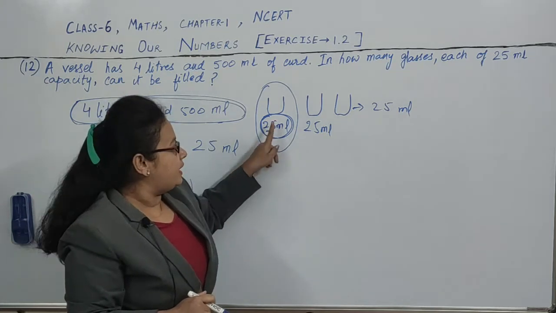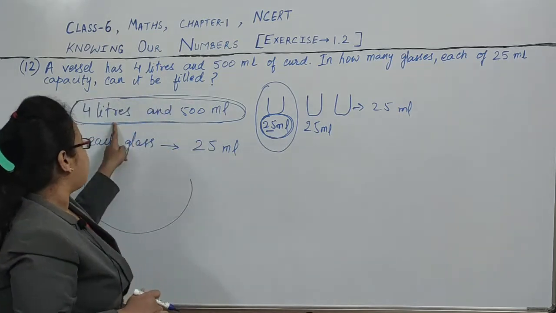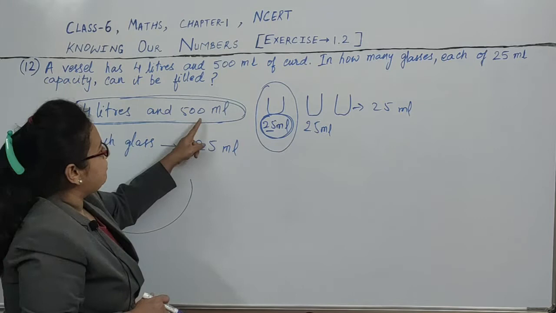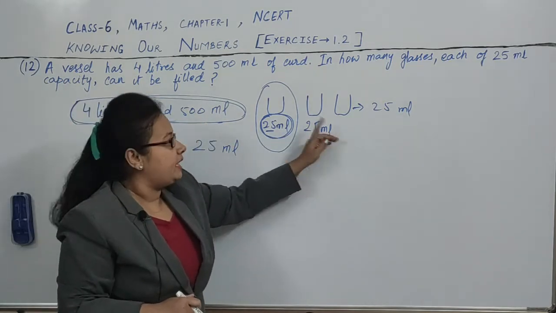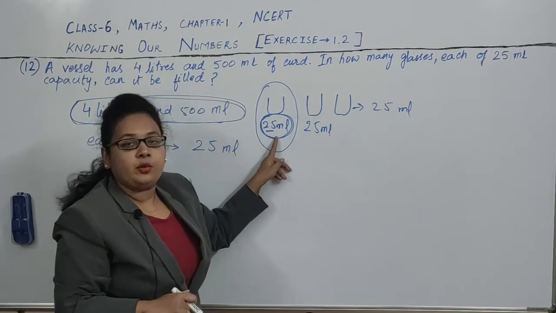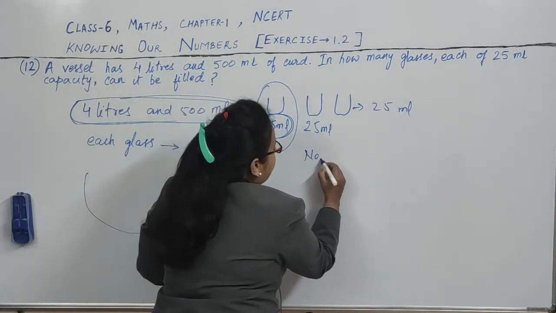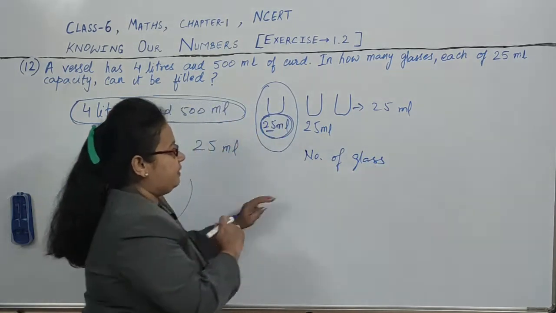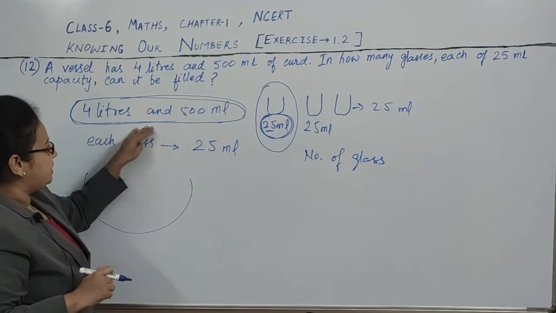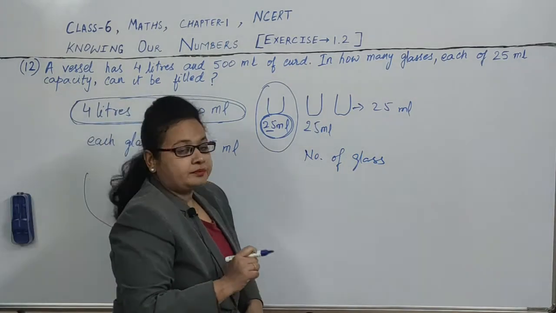Okay, one glass can contain 25 ml of curd, but the total curd is 4 liters and 500 ml, and it has to be filled in the glasses. Each glass can contain 25 ml. So we have to find the number of glasses. How many glasses will be required to fill this total curd? Okay, this is the question.